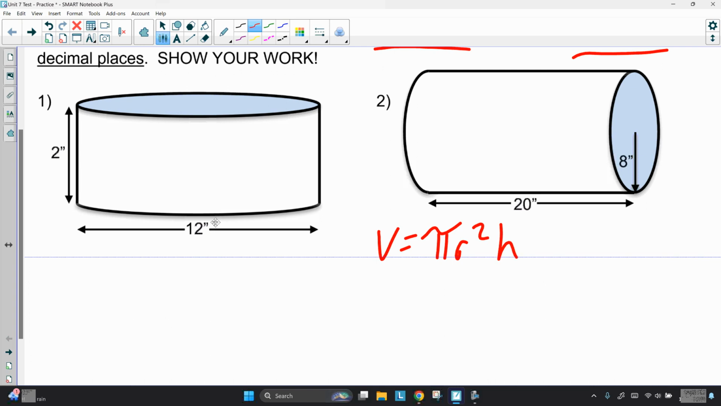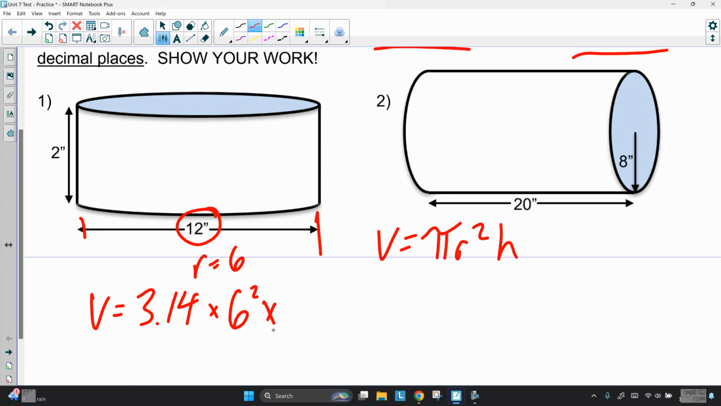So, as you can see over here, we have 12, but that is reaching to both sides of this cylinder, meaning it's a diameter, and we need to take half that to get our radius. So our radius is going to be 6, because 12 divided by 2 is 6. Then it's just a matter of plugging everything in. So V equals pi, but we're going to use 3.14, times the radius squared, 6 squared, times the height, which is 2, right here.